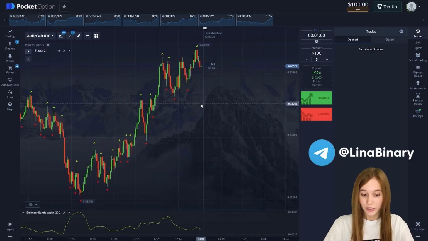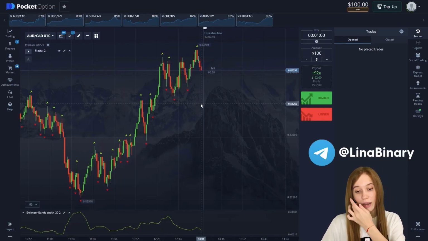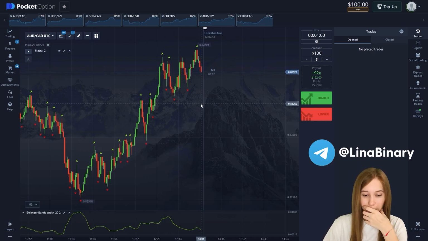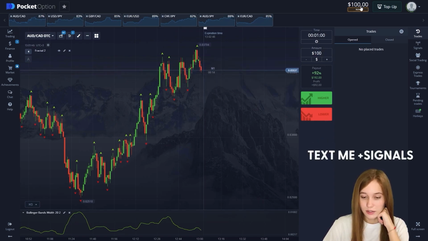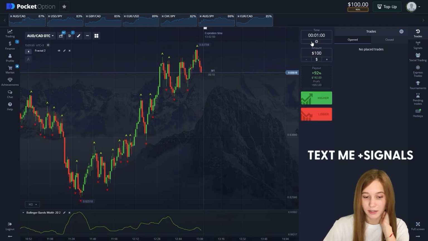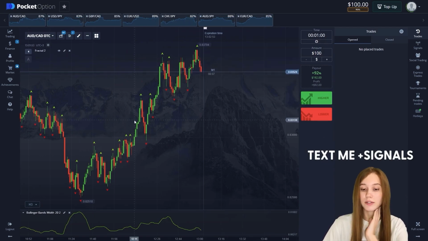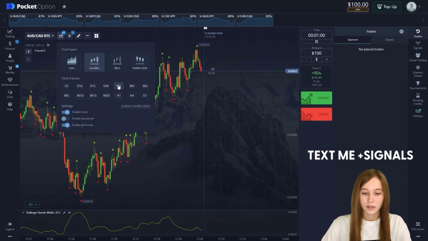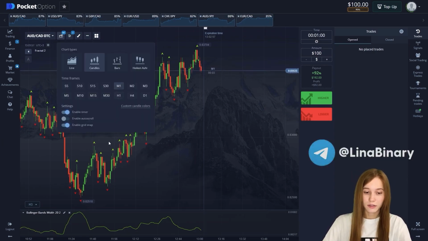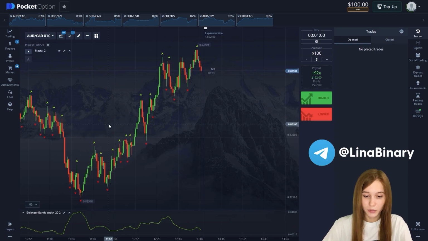And we start our trading session with $100. Let's see what happens. Let's get started. The first thing we did is start to set up our workspace. We set the deal amount to $100. So, 1 minute of the deal, 1 minute time frame on our chart.